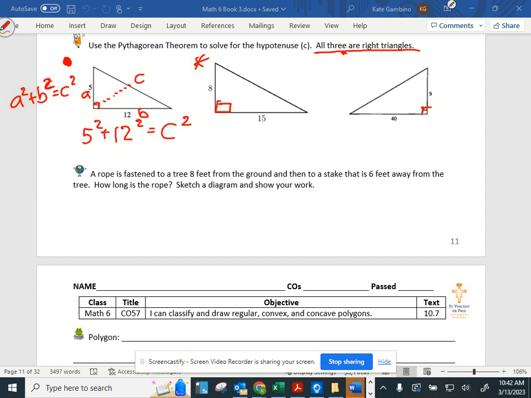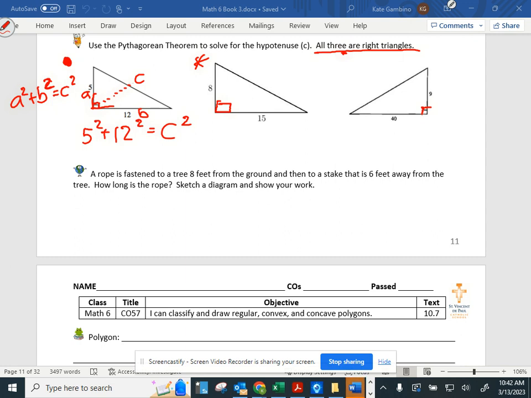Wait, why would B be on the bottom? Does it matter? Doesn't matter. A and B together make our right angle. So we could call A 5 and B 12, or we could call B 5 and A 12. It doesn't matter. 5 plus 12, 12 plus 5, it works the same way.